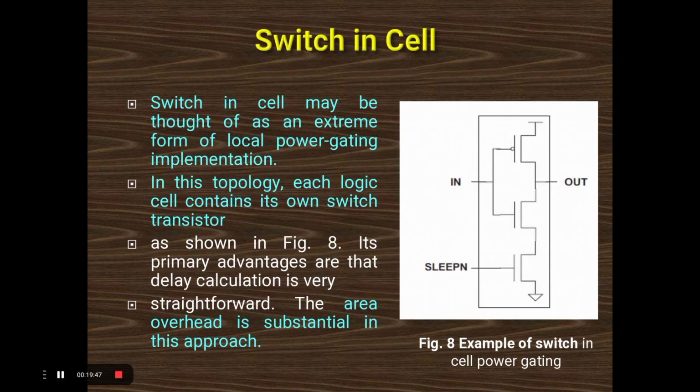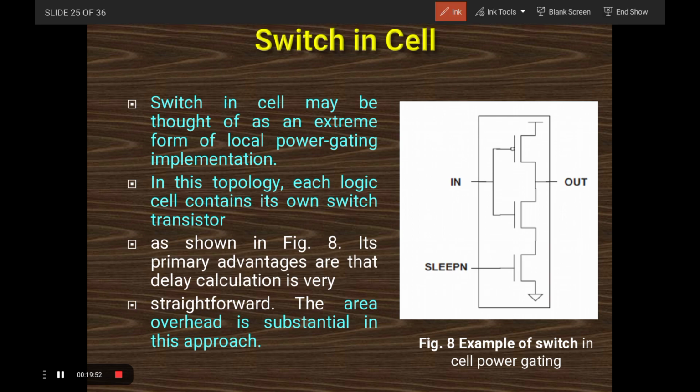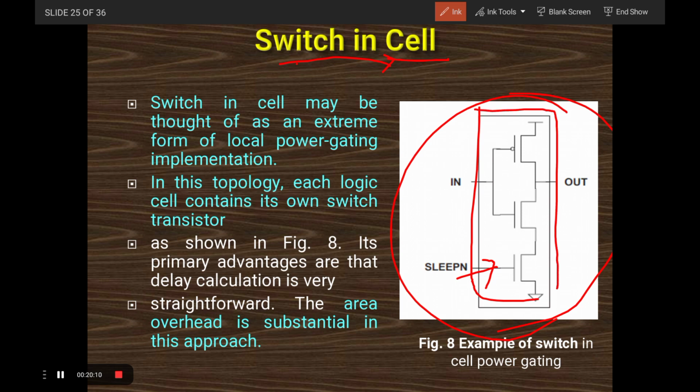Next one, switch in cell. The name itself represents it: a switch within the cell. If you consider this complete part as a cell, within the cell a switch is placed. This box represents the switch. So that's why we call it a switch within the cell.